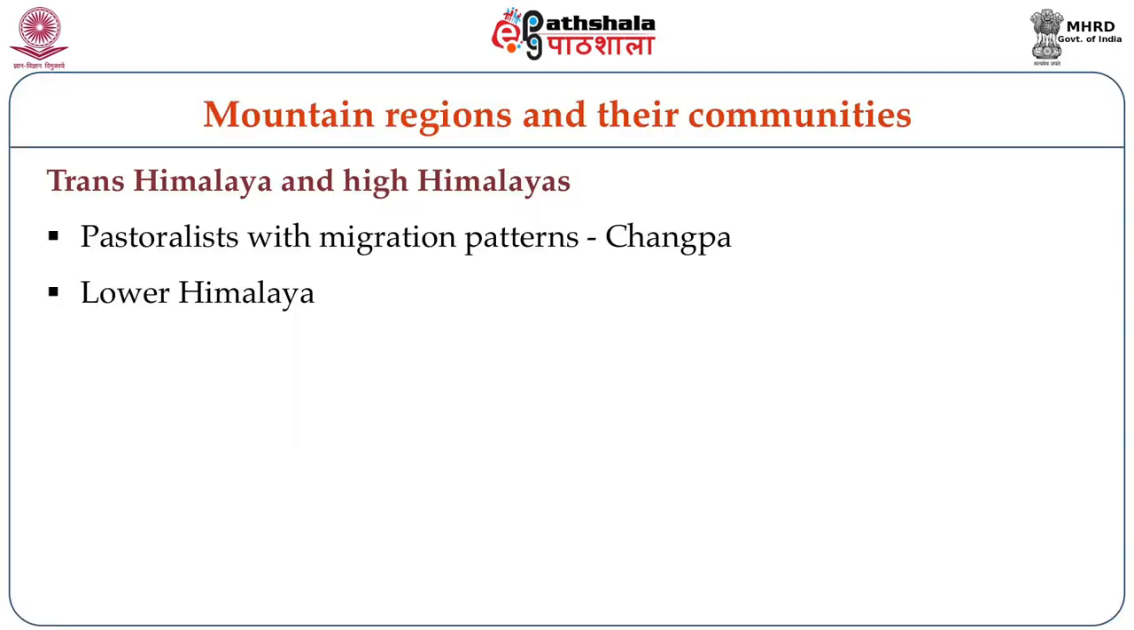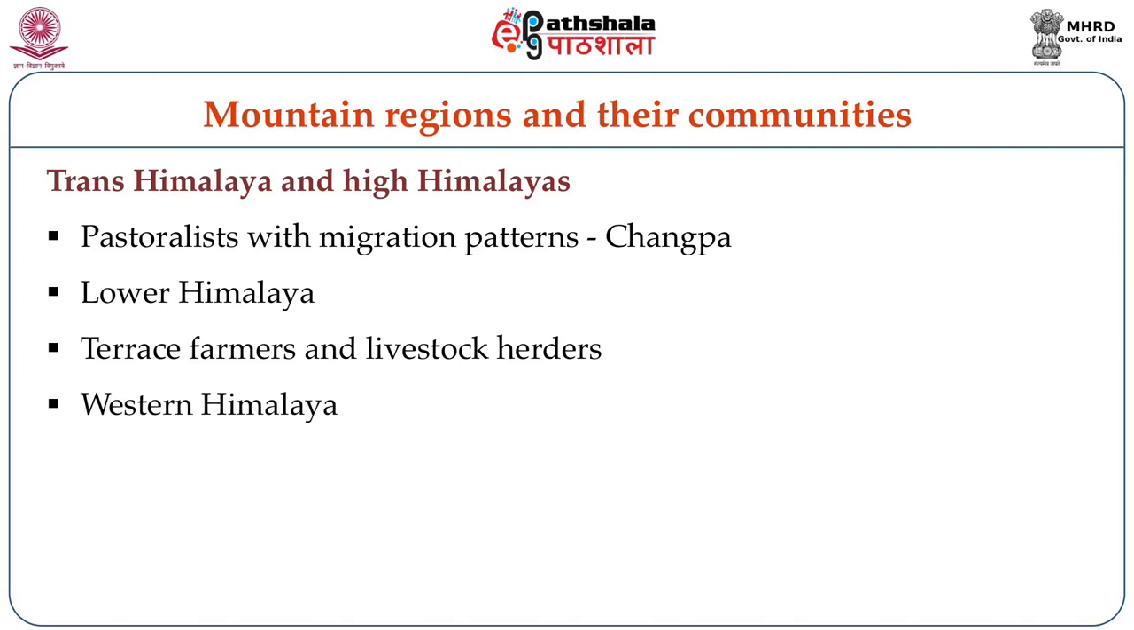Now, having said that, let's look at the mountain regions and their communities first. This is in the Trans-Himalayan and the Himalayan belt. It's also in the Western Ghats. It's also in little patches of the Nilgiris and so on. So the hill and mountain people form a very special group of communities. They are primarily pastoralists who migrate up and down. For example, in the Trans-Himalayas, you have the Changpa who move up and down in the Himalayan ranges. We have terrace farmers and livestock herders who are found across the Himalayas from the west to the east. They're found in Jammu and Kashmir, Himachal Pradesh, upper slopes of the mountains.